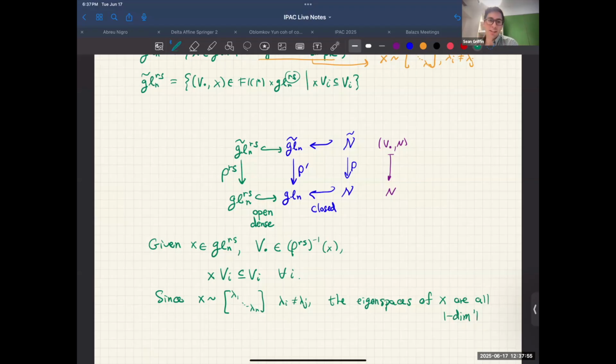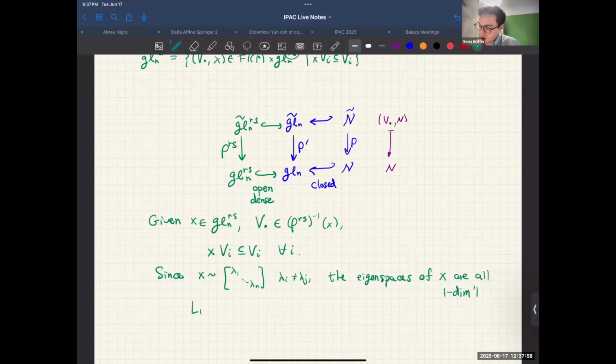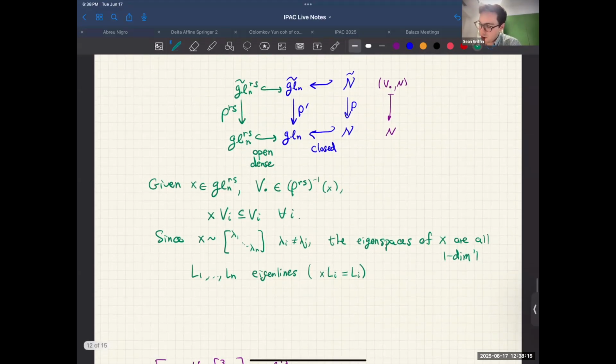They're all eigenlines. So let's say L_1 through L_n are the eigenlines, meaning X L_i is contained in L_i, and since it's invertible, equal to L_i. And then since X sends V_i into V_i, and X is invertible, X V_i is equal to V_i, and also it breaks up as a direct sum of eigenlines.